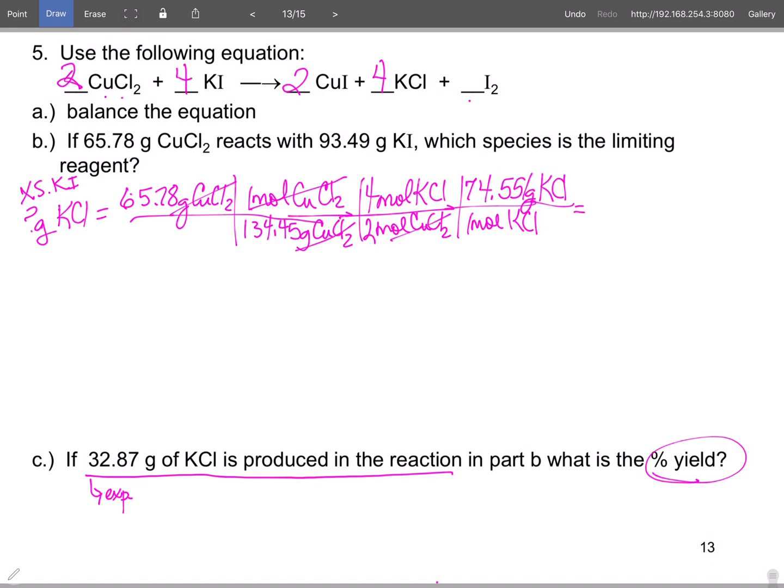Okay? So I'm going to set this second one up because I'm going to use my fun calculator trick. So we're going to solve for grams of KCl, but this time we're going to use excess copper 2 chloride.